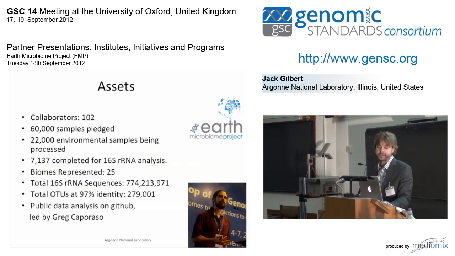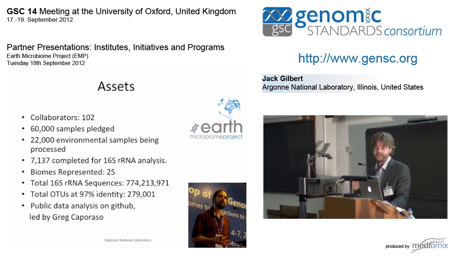the EMP's data sets. Our assets: we have 102 collaborators who have currently actually sent us physical samples, pledging 60,000 samples from various different groups. We have processed, or are literally about to sequence, around 22,000 environmental samples. 7,137 have been completed for 16S ribosomal RNA. It's a universal marker for bacterial diversity. It has its limitations, but it's the best we have at the moment. Representing around 25 environmental biomes, about 750 million sequences, and about 279,000 species currently analyzed.